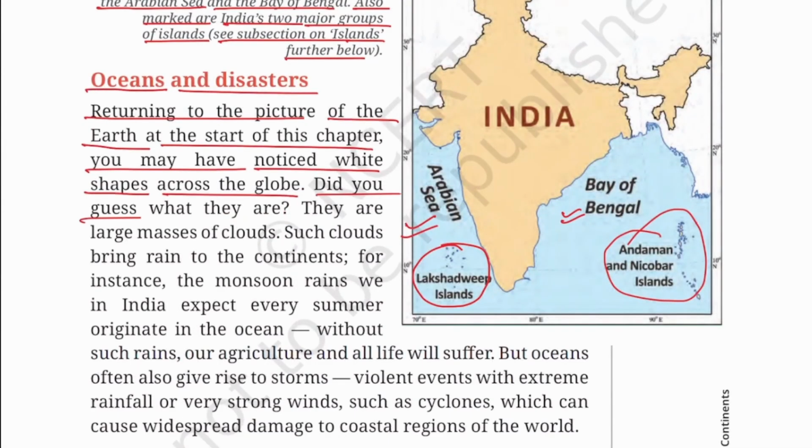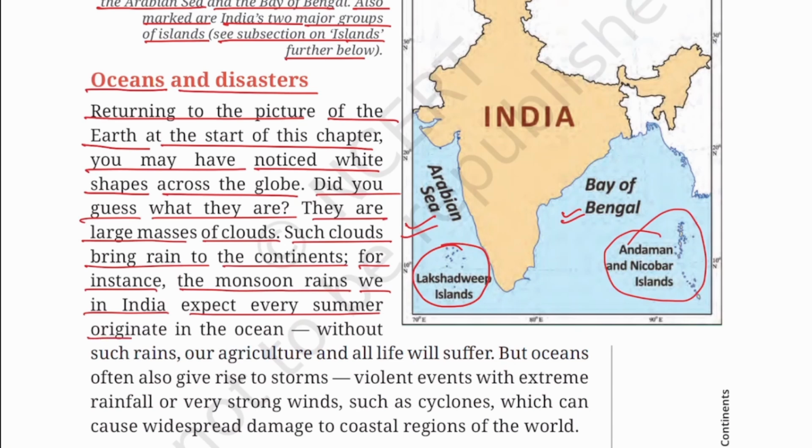Did you guess what they are? They are large masses of clouds. Such clouds bring rain to the continents. For instance, the monsoon rains we in India expect every summer originate in the ocean. Without such rains, our agriculture and all life will suffer.